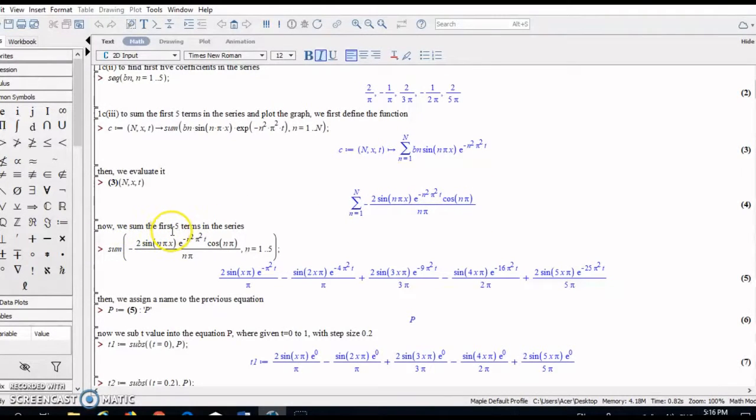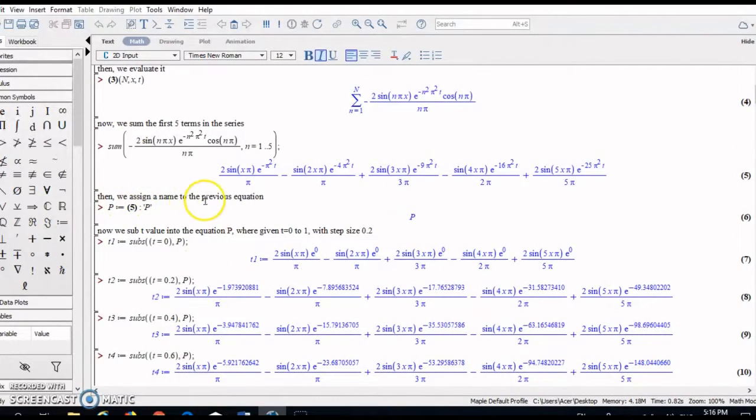Now we will sum the first 5 terms in the series. We use the coding of sum, then we copy this to here, where n equals 1 to 5, since we are asked to sum the first 5 terms in the series. And then this is the output of our answer.